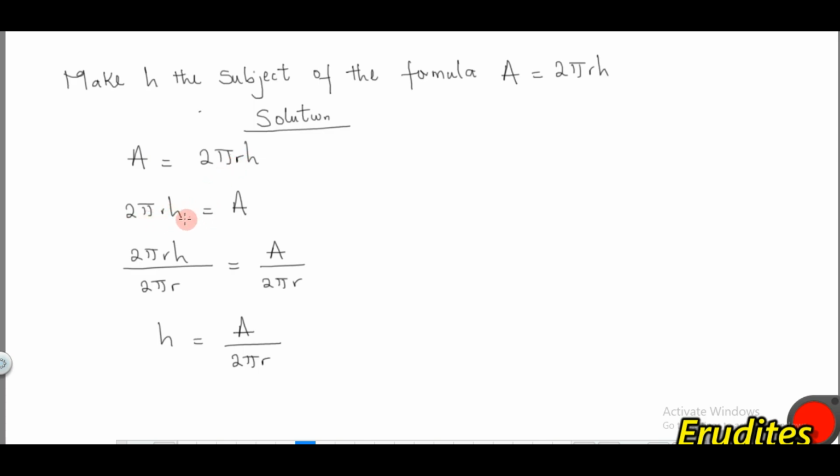Having written this out, the next thing I will do is to divide both sides of the equation by the coefficient of H, those numbers that are attached to H. So I have 2 pi r, they are attached to H. So this will be 2 pi r H divided by 2 pi r is equal to A all over 2 pi r. So this 2 pi r will cancel out this 2 pi r to make H stand alone. So my H will be equal to A all over 2 pi r. This is what we did in the first example that I illustrated.